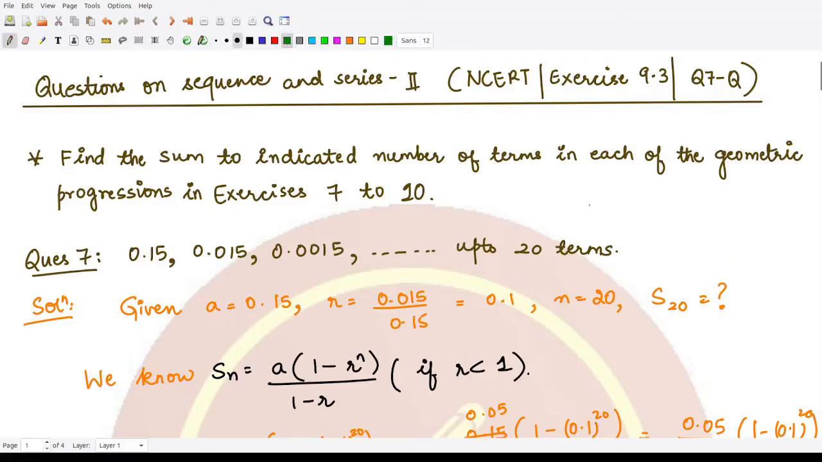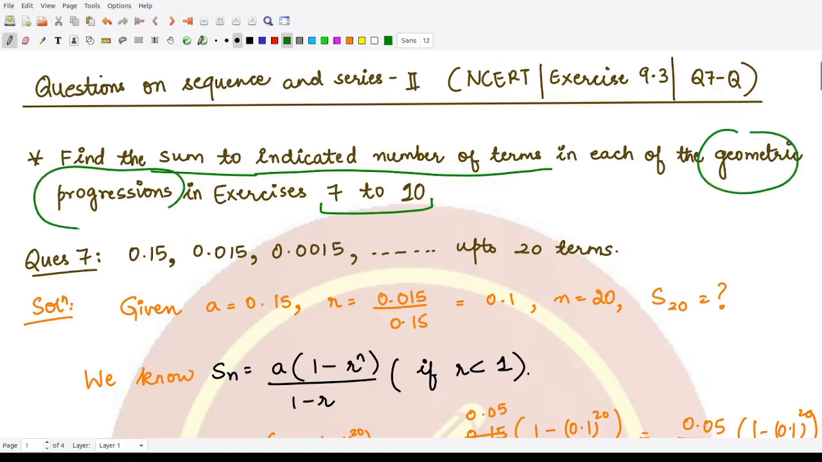In this video we shall be continuing with exercise 9.3 and we'll be solving question number 7 first. In questions number 7 to 10, it is given that we need to find the sum of the number of terms which are indicated in each part. Here we are given geometric progressions in each of the cases.